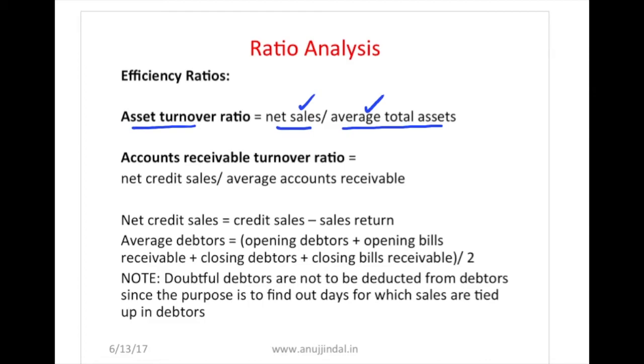Next is accounts receivable turnover ratio, which is net credit sales upon average accounts receivable. Net credit sales is credit sales minus sales return pertaining to those credit sales, and average accounts receivable is equal to average debtors. So average debtors are opening debtors plus opening bills receivable plus closing debtors plus closing bills receivable divided by 2.